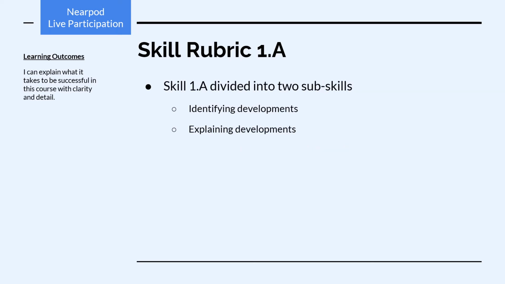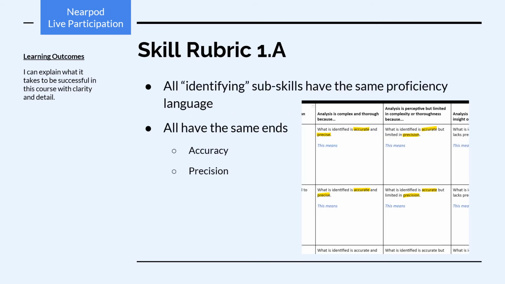Skill 1.A is divided into two subskills, identifying historical developments and explaining historical developments. All identifying subskills have the same proficiency language. This is because when we evaluate your ability to identify parts, we always have the same ends in mind. We want to see how accurate and how precise you are in that identification.